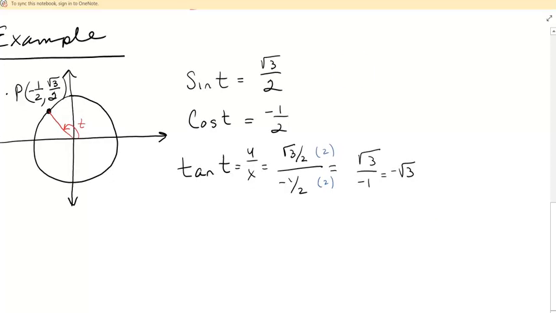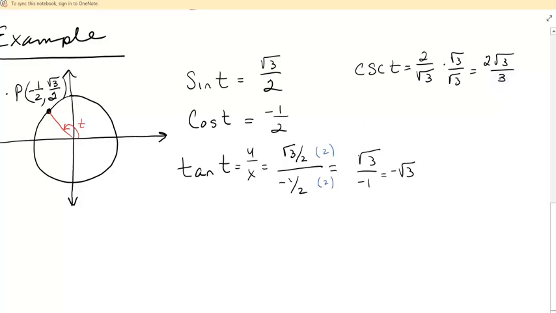And then cosecant of t. Well, that's a reciprocal identity, so it's going to be the reciprocal of whatever sine is. So that one's going to be 2 over radical 3. We do not leave radicals in denominators. We do rationalize our answers. So we multiply by radical 3 over radical 3, and it becomes 2 radical 3 over 3 as the answer for cosecant.